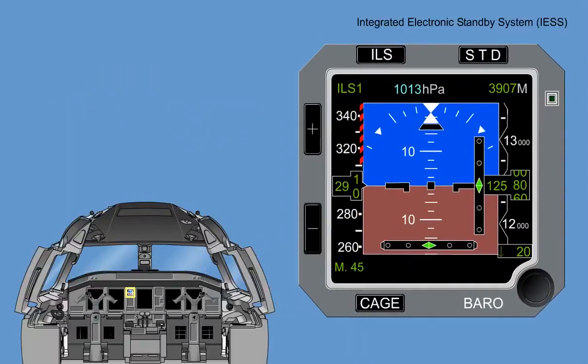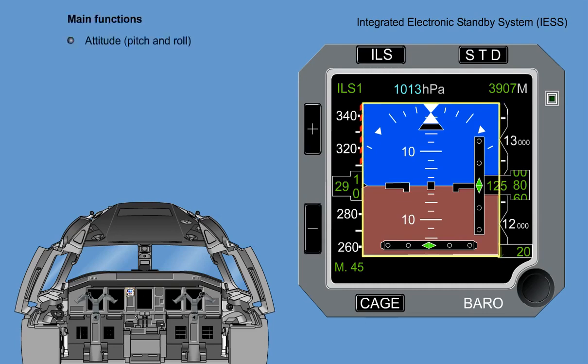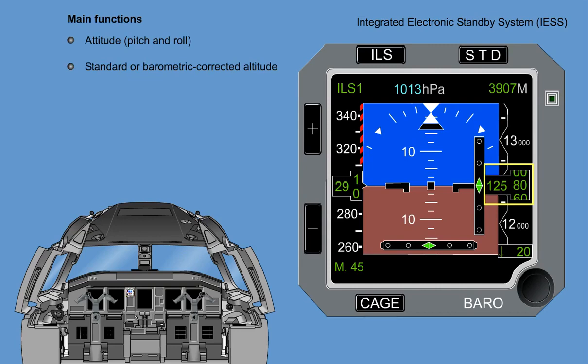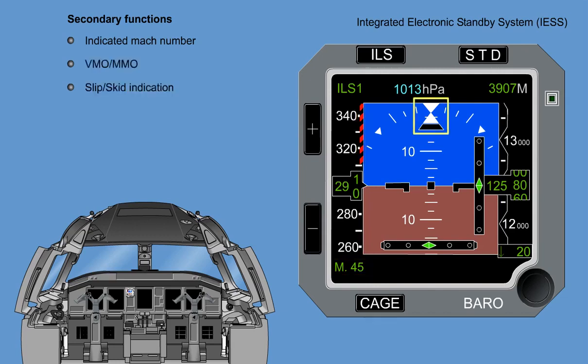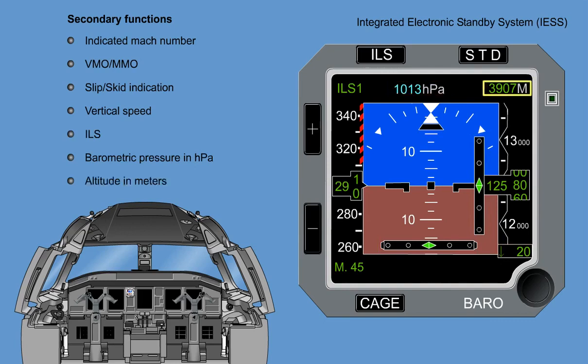The Integrated Electronic Standby System, IESS, permits the computation and the display of the three main functions, should the main instruments fail: attitude, pitch and roll; standard or barometric corrected altitude, and associated barometric pressure; and indicated airspeed. In addition, the IESS provides the following secondary functions or displays: indicated Mach number, VMO, MMO, slip skid indication, vertical speed, ILS, barometric pressure in hectopascal, and altitude in meters.